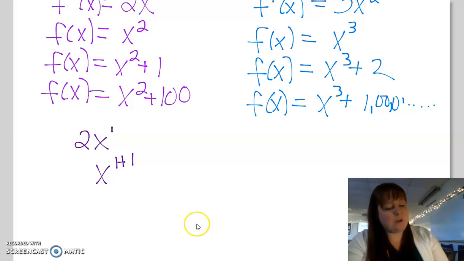But what about this 2 out front? How do I get rid of that 2? Because I have 2x, so I add 1 to the exponent, and then I need to divide by 2.